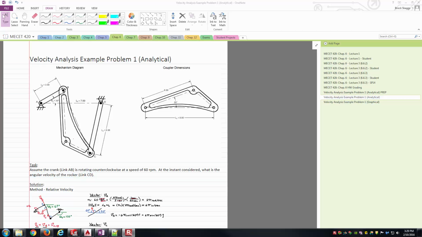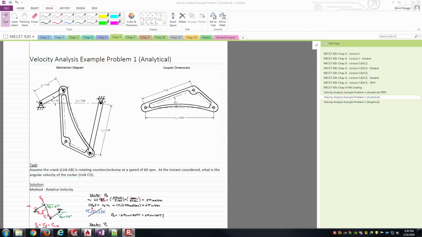That companion video, you can see some of the work of it on the screen now. Basically, it went through a velocity analysis of a simple four-bar mechanism, specifically a crank rocker mechanism, where we knew the angular velocity of the crank at a given instant in time, and we're trying to figure out the angular velocity of the rocker at that same instant in time.